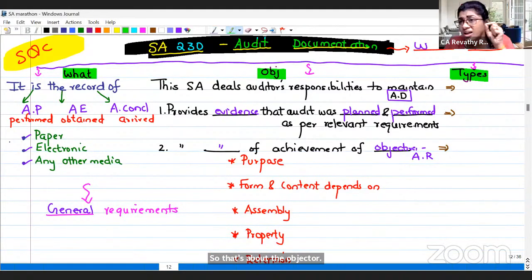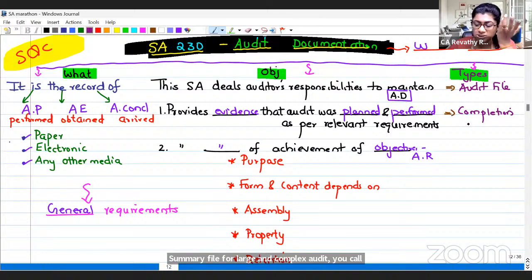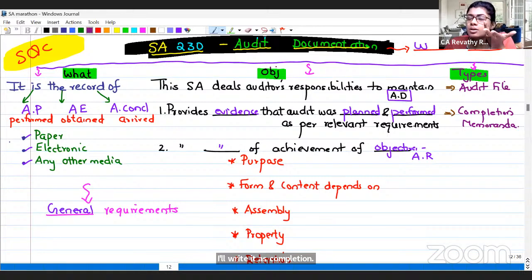Types. In an audit itself, an engagement may have more than one folder. All the folders relating to an engagement, you call it as audit file. Summary file for large and complex audit, you call it as completion memoranda. Audit completion memoranda. I'll write it as completion memoranda. Even audit notebook is there, which is the query book.